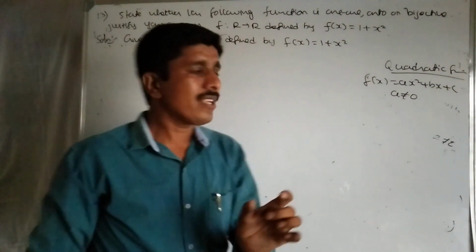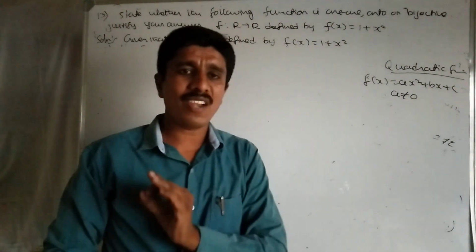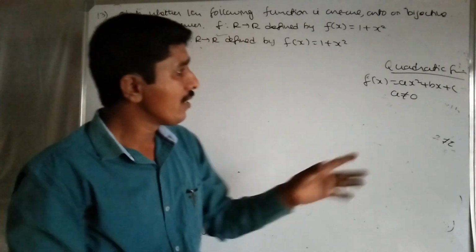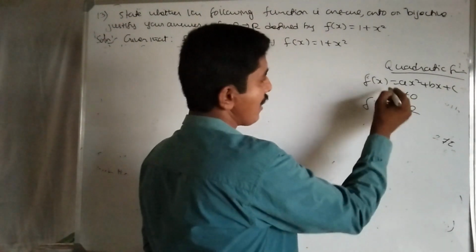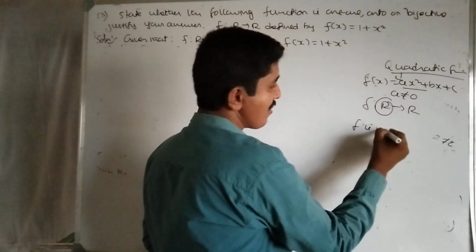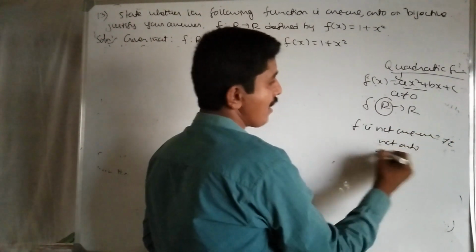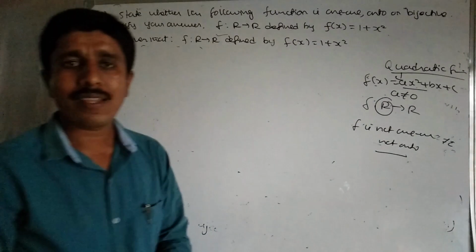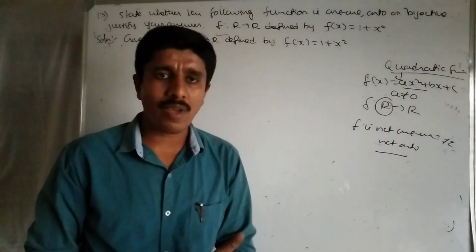Quadratic function, here clearly the domain is the real numbers. It is not 1-1, not onto. Function f from R to R, domain is real numbers. Your function is a quadratic function. Then the function is not 1-1 and not onto. Mind it, so it is neither 1-1 nor onto. Here we shall prove that it is not 1-1 nor onto.